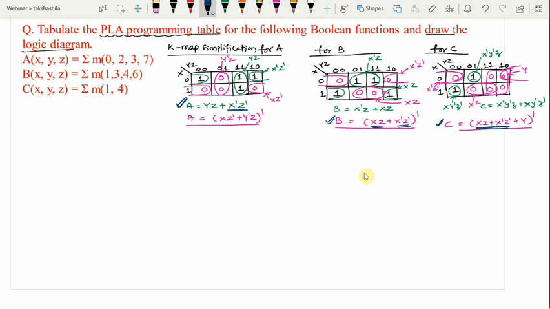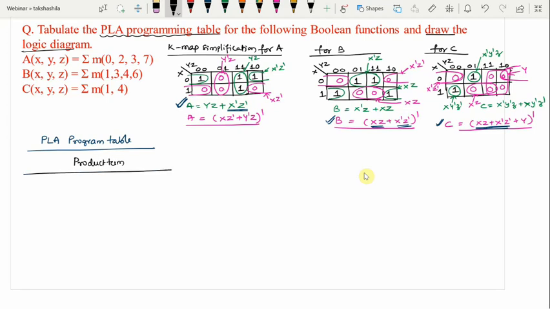First, use these functions for writing the PLA program table. Draw the PLA program table. As you know, the PLA program table has 3 sections. The first section is for listing the product terms.